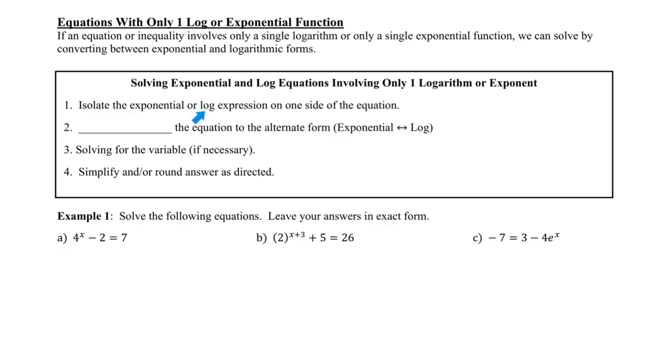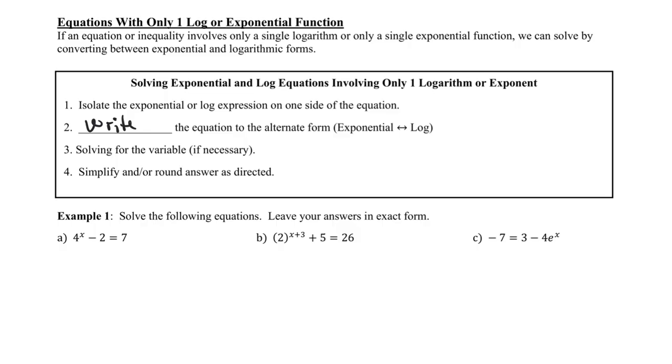First, we're going to isolate whatever term has the log or whatever term has the variable in the exponent. Isolate it on one side, move everything else to the other side. Then we are going to write the equation in the alternate form. So if what I have is an exponent, I want to rewrite it as a log. If it's a logarithm, I want to rewrite it as an exponent, all right? Then we're going to solve for the variable if necessary, and then simplify or round the answer. So if it's a fraction, simplify it. If it's a decimal, round it to 4 decimal places.